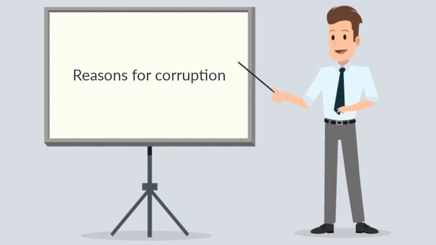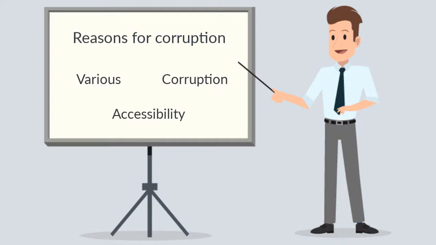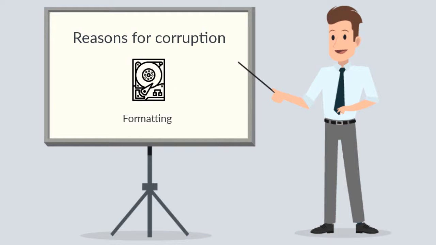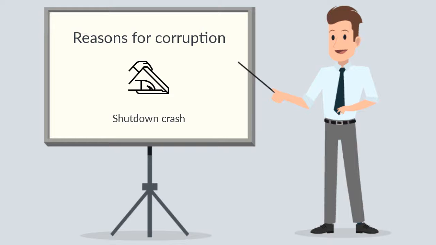First, you'll need to know the reasons for corruption before you proceed to fix the problem. There are various factors which result in corruption and affect accessibility. Some common reasons for corruption are irregular formatting of hard drive, improper ejection of the external SSD drive, reinstalling operating system, sudden power loss, deletion of APFS containers or HFS partition, abnormal system shutdown due to crash, hardware failure.